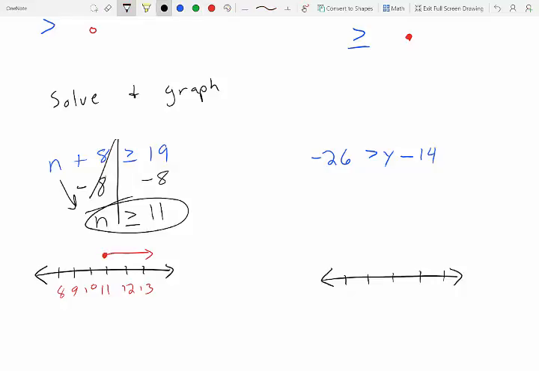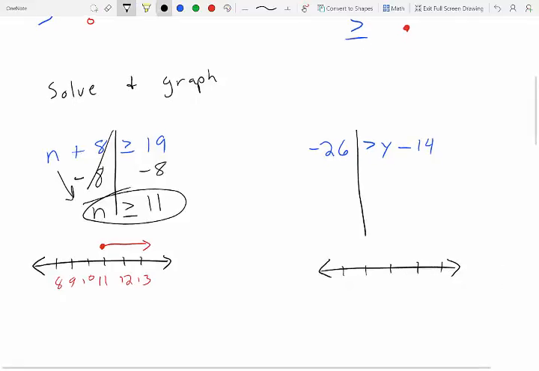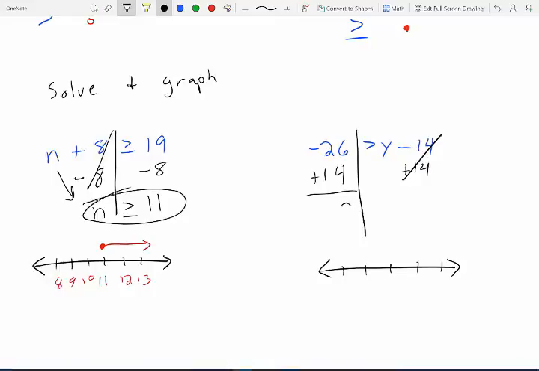Moving on to the second one over here, same thing. I'm going to draw a line right down the middle. I have to get my variable alone, which is y. Look, I have y minus 14. I'm going to use inverse operations, so I'm going to add 14 to both sides. That cancels that out. Add 14. I have negative 26 plus 14. I've got to remember, if we have different signs, we subtract them. So 26 minus 14 is going to be 12. And then I look, 26 is bigger, so I keep my negative on it. I'm going to bring down my sign and bring down my y.